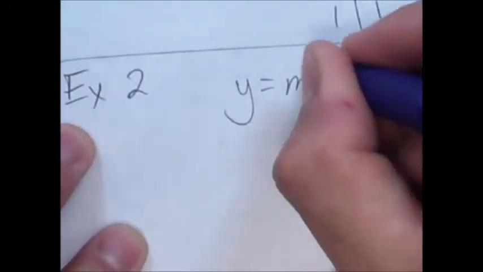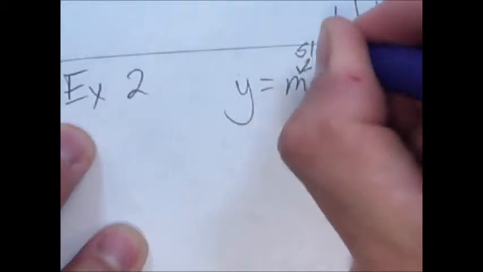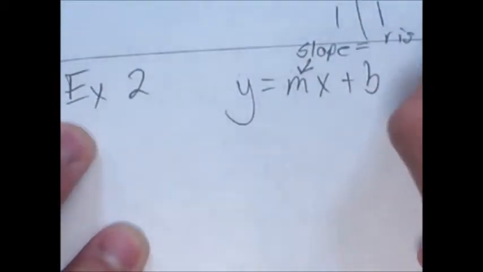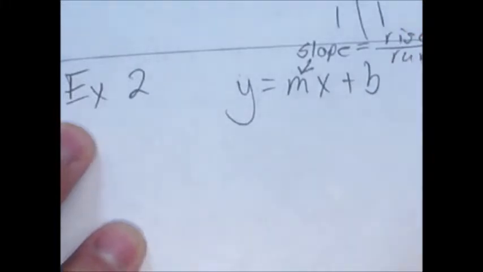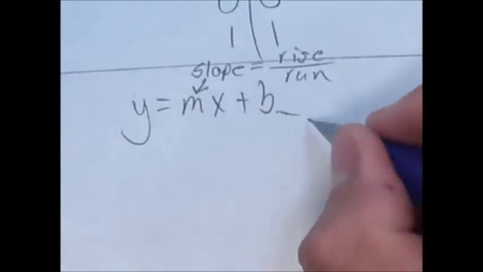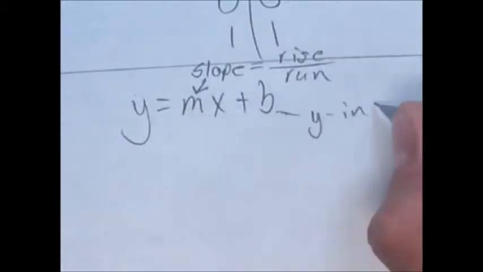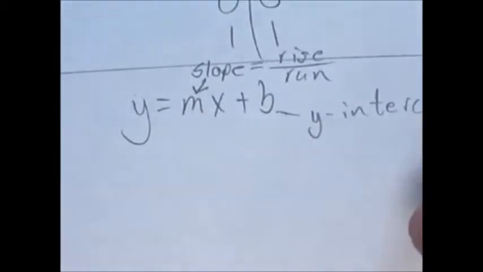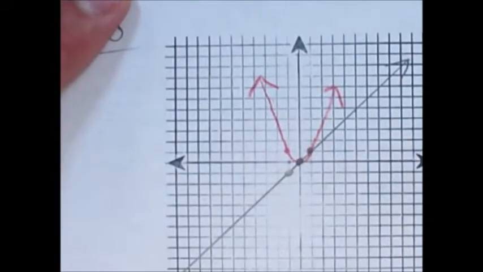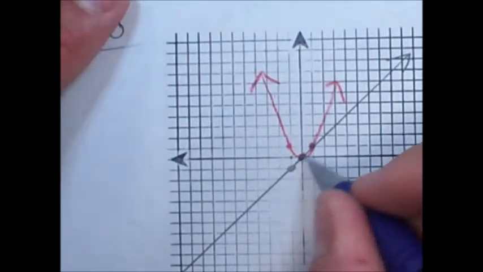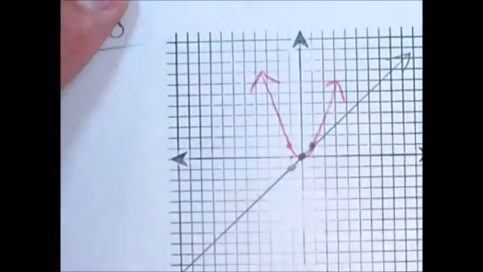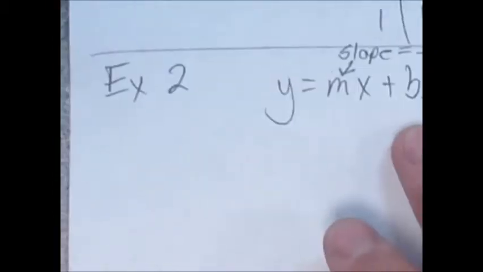M is slope. It's just the thing in front of the x. Some people know it as rise over run. That's how I will refer to it. B is your y-intercept. It's where it crosses the y-axis. So if I was going to use this chart right here as an example, my y-intercept crosses my y-axis at 0, and my slope is 1 over 1, so it's 1. So there's my example.